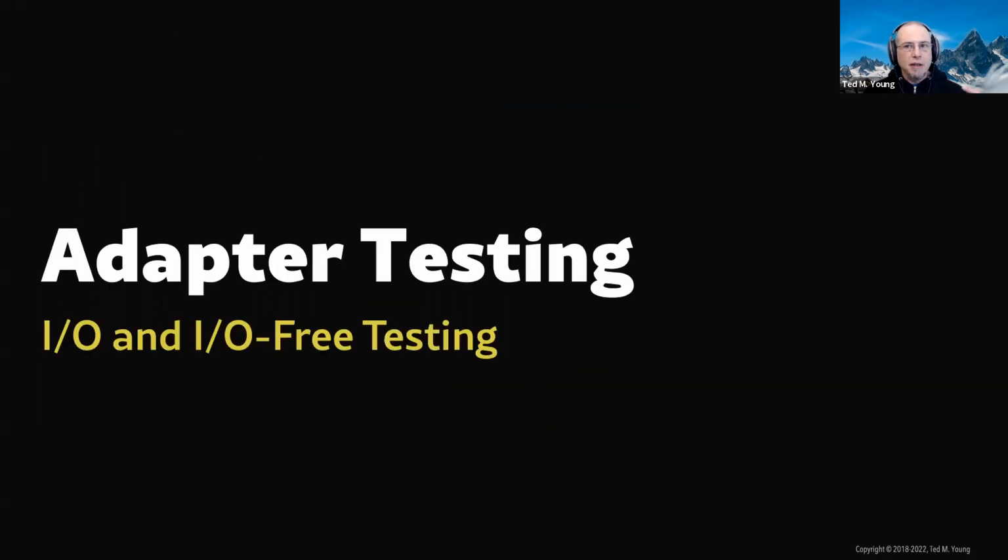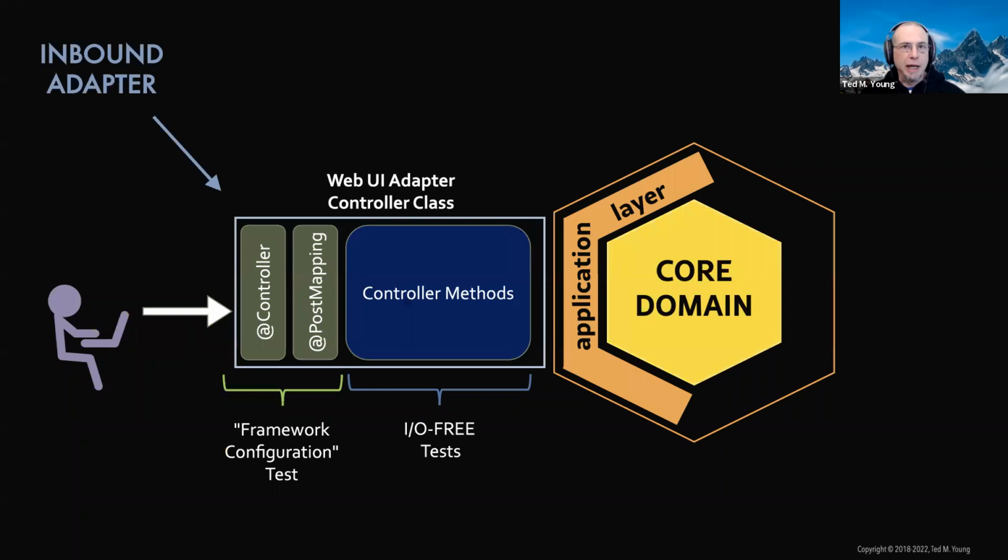So when we are testing an adapter, we're going to need both IO and IO-free tests. So if we look at an inbound web UI, there are actually two parts to it, at least in a Spring Boot example. There's the stuff that has to deal with configuring the framework. Did the framework call it? Did I write the mappings correctly, the annotations correctly? Did I configure it correctly so that it calls the methods that I want it to call when a post request comes in?